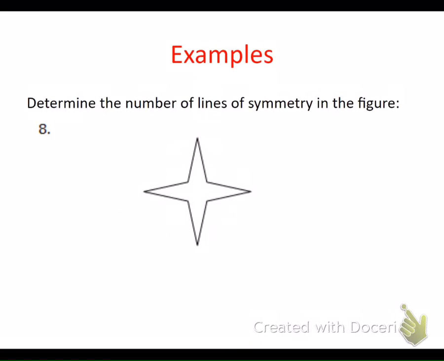Alright, number 8. Determine the lines of symmetry in the figure. I'll show you in a bit. Okay, so what do you guys think? So I can go down. I can go across that way. I can go both diagonals. So you want to see how many times you can fold it. I can fold it over this way, I can fold it down, I can fold it diagonal. I think that's all I see.